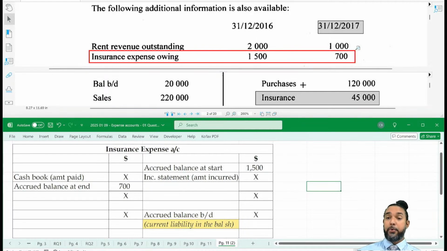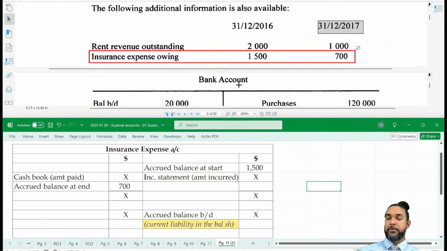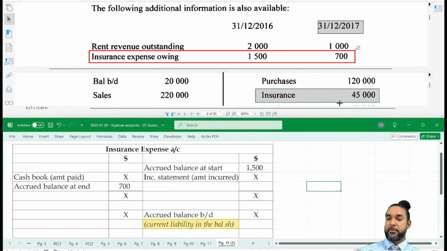And then the only other item here is this insurance. Now this insurance figure down here is in the bank account. It's on the credit side of the bank account. The credit side of the bank account records payments in respect of those items. So this 45,000 is how much we've paid in respect of insurance in 2017.